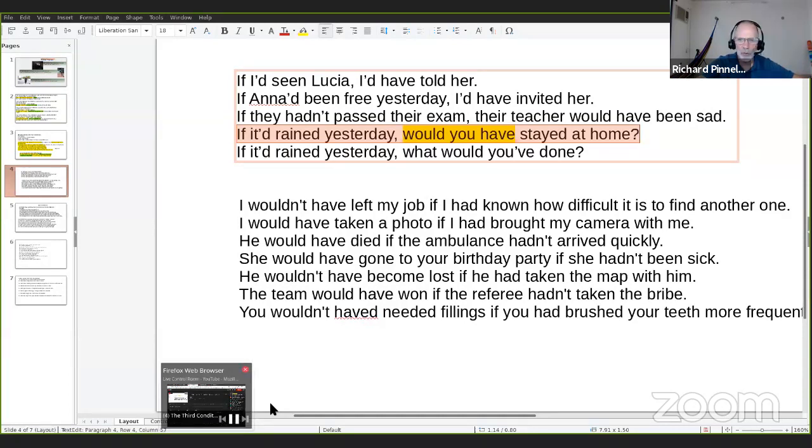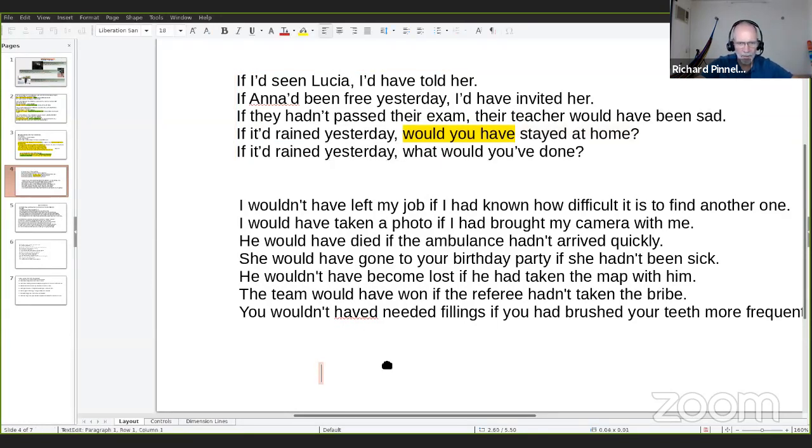Repeat. If it had rained yesterday, would you have stayed at home? Yeah, this is difficult. This if it had rained. It would, but you've got to put it together. It's like this. Look. If it would. Yeah, but it's not stressed. So it's like if it had, it's actually reduced. So if it had rained yesterday, would you have stayed at home?